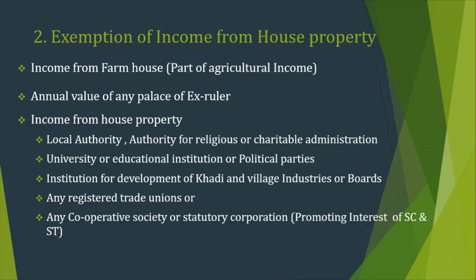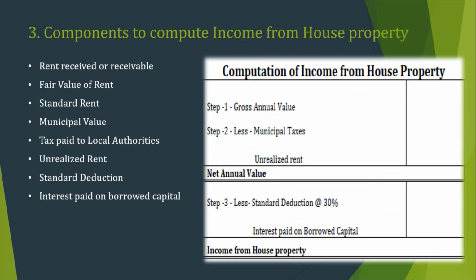Okay. Topic number 3, what are the main components to compute the income from house property? First of all, I have given a summary here. The first step is to compute the gross annual value. So what is the gross annual value? Gross annual value differs under different situations, but the components of gross annual value are rent received or receivable during the year.